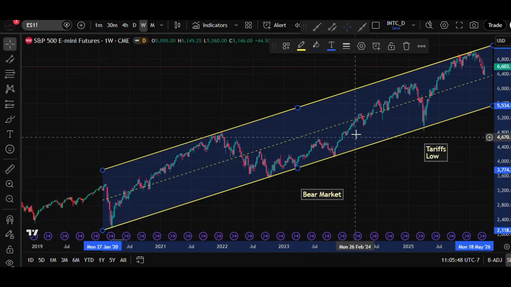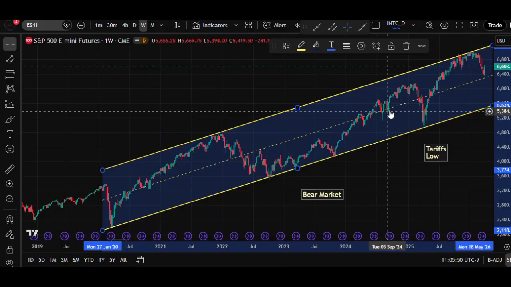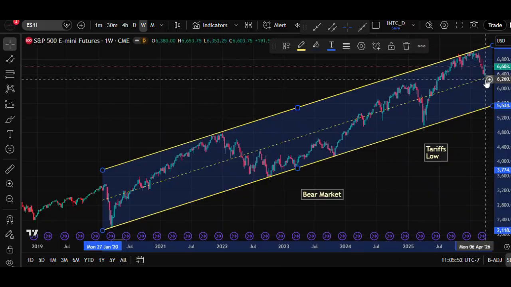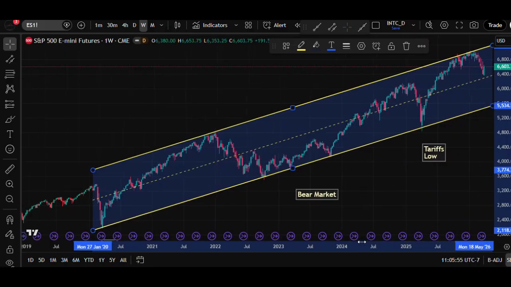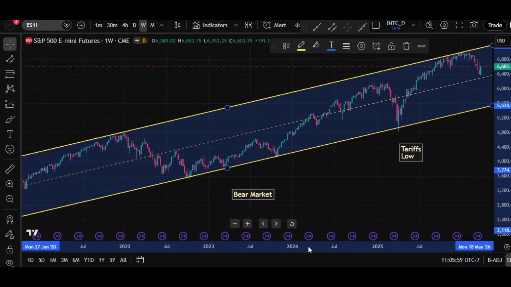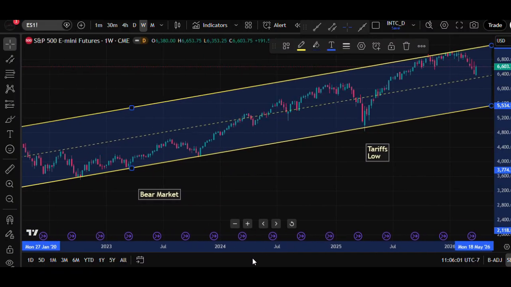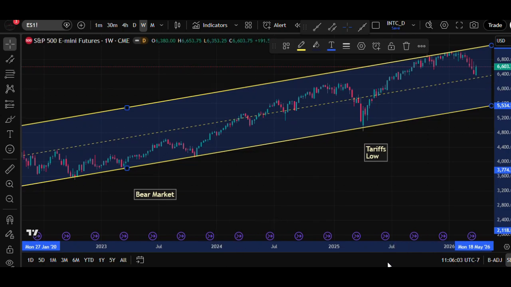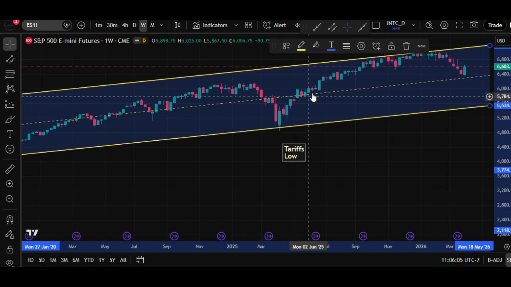And then it bounced, went up, down, down, and then rejected here. So as you can see, at every point, this 50% line serves as a strong support or resistance depending on the situation, and that will tell us where the market will go.